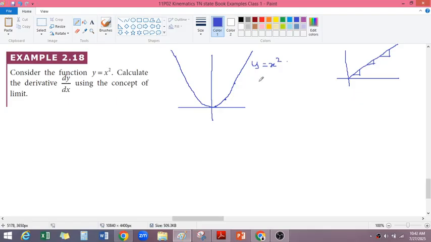So according to the formula, you have dy by dx equals 2x, and we can just write that. But I think they are asking you to do it using the concept of limit, so you will have to use the limits concept.